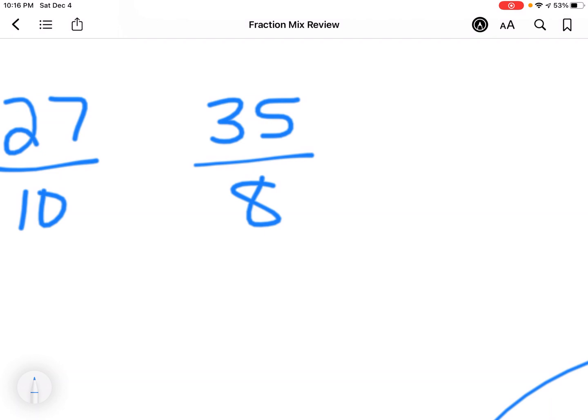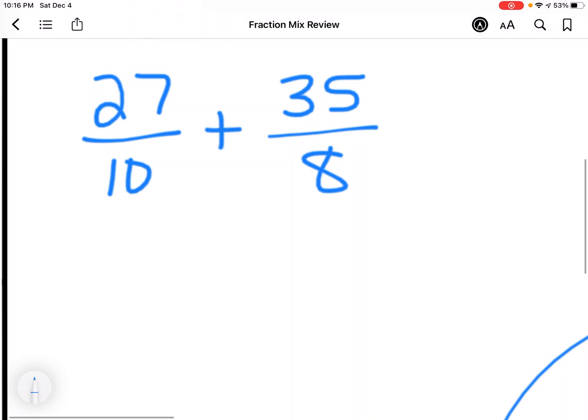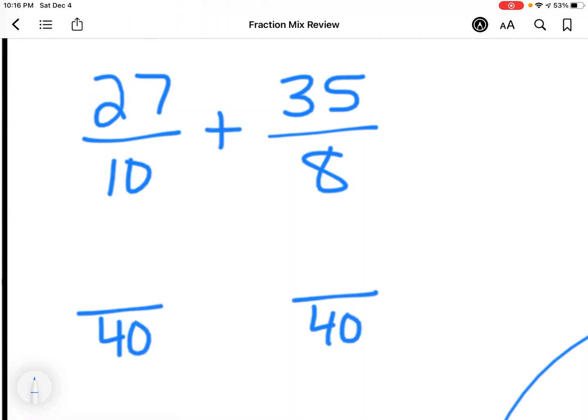So I have to have a common denominator to be able to add these. So I know my common denominator is going to be 40. So I multiply by 4.